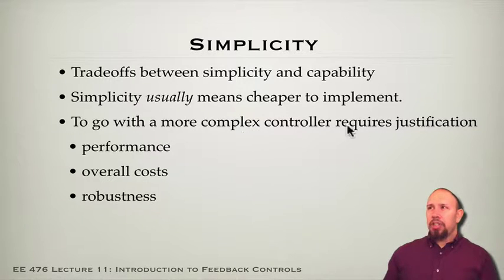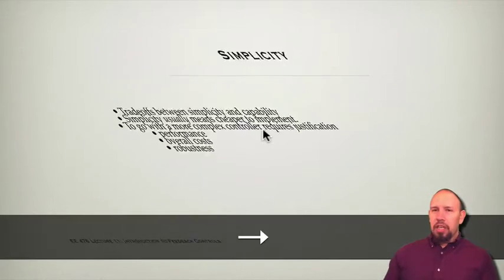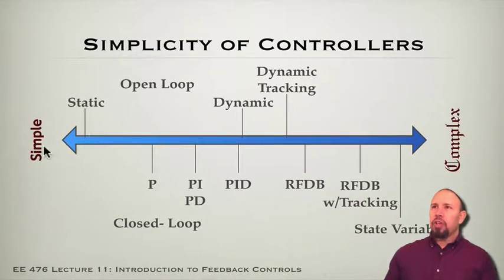To go with a more complex controller generally requires some kind of justification. The justification could be performance, overall cost, robustness. So some of the other requirements of the system may require going to a more complex controller. So we're going to start off talking about very, very simple controllers. So we'll go from simple all the way to complex. And so we have different ones along this continuum. Up here we have open loop controllers. Down here we have closed loop controllers.